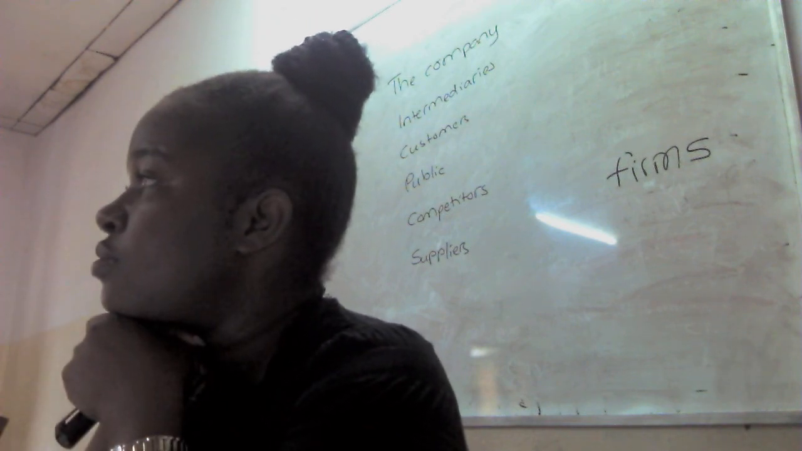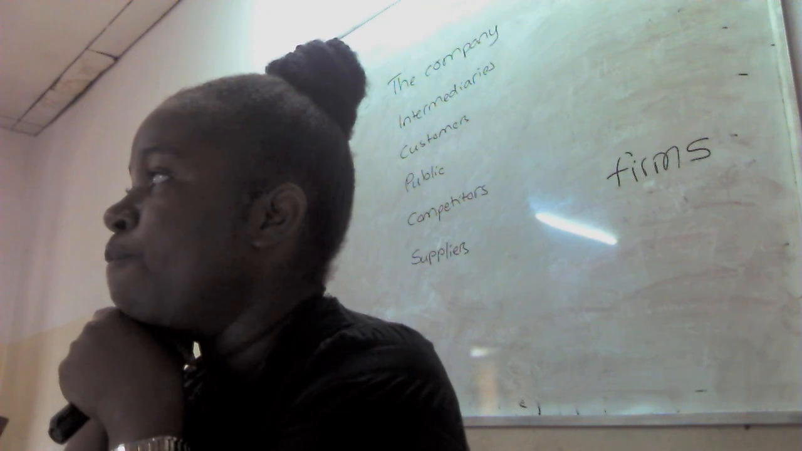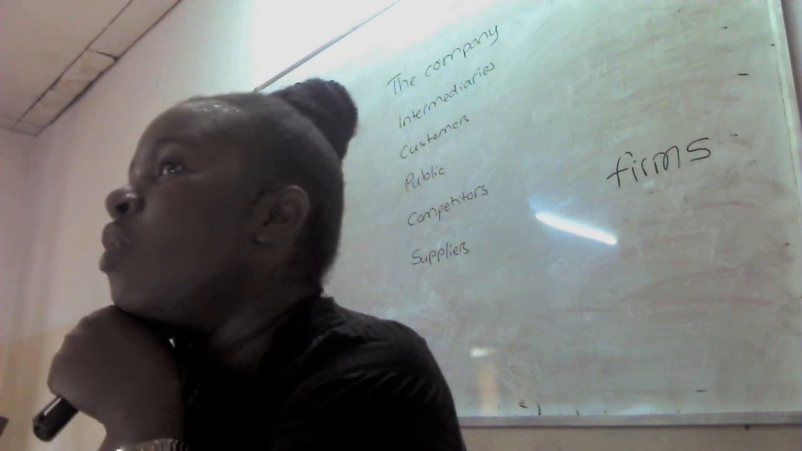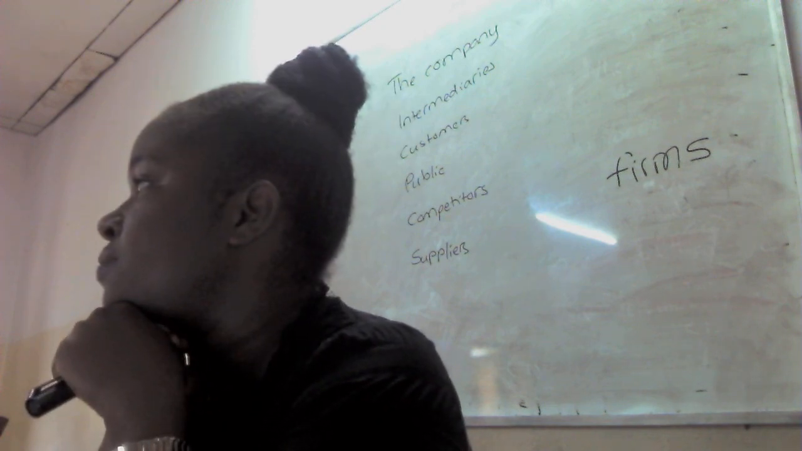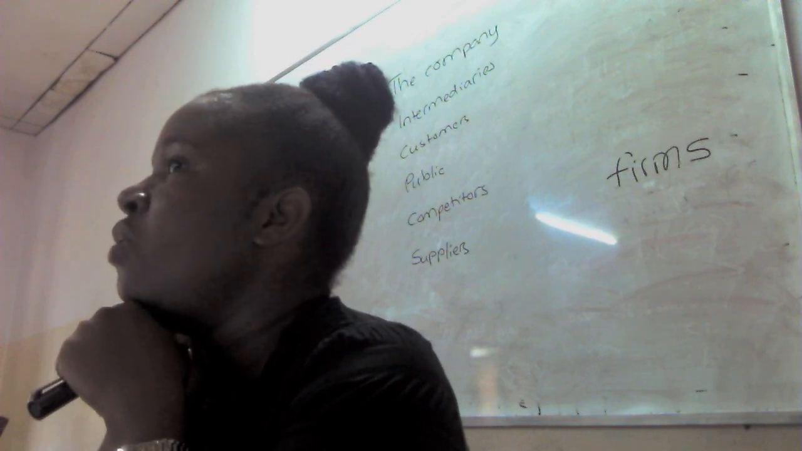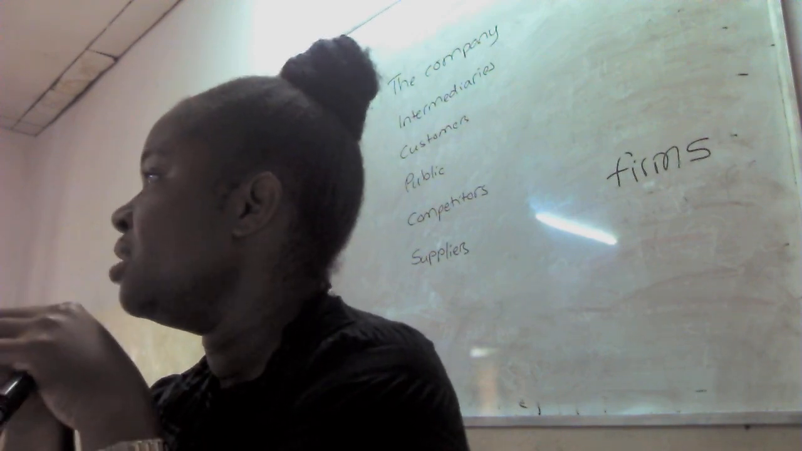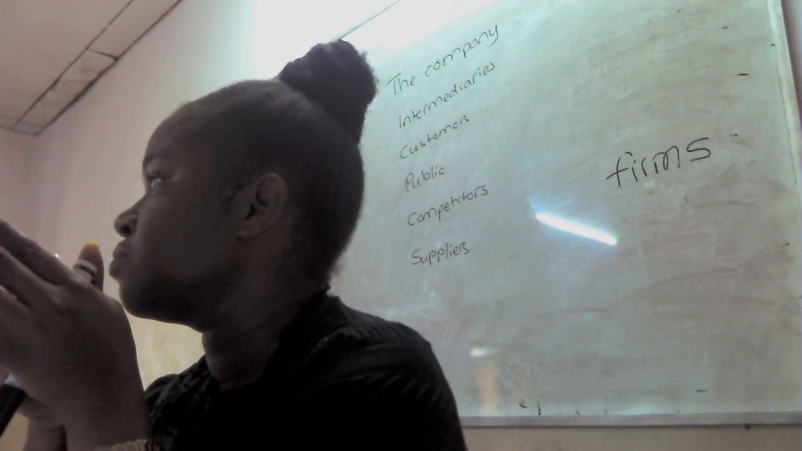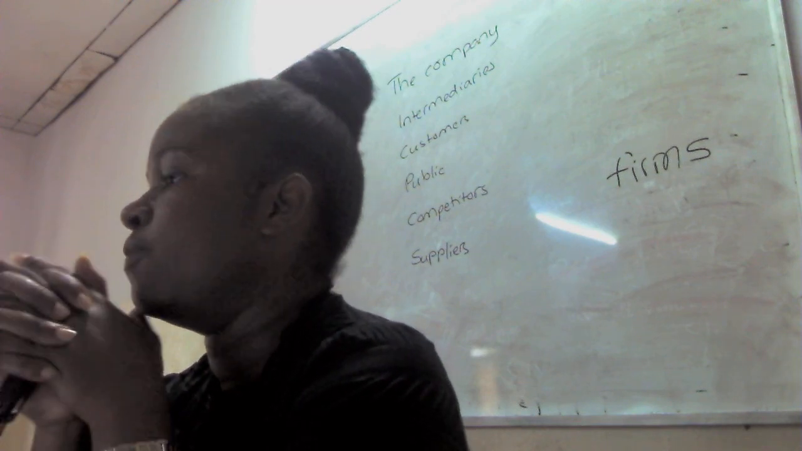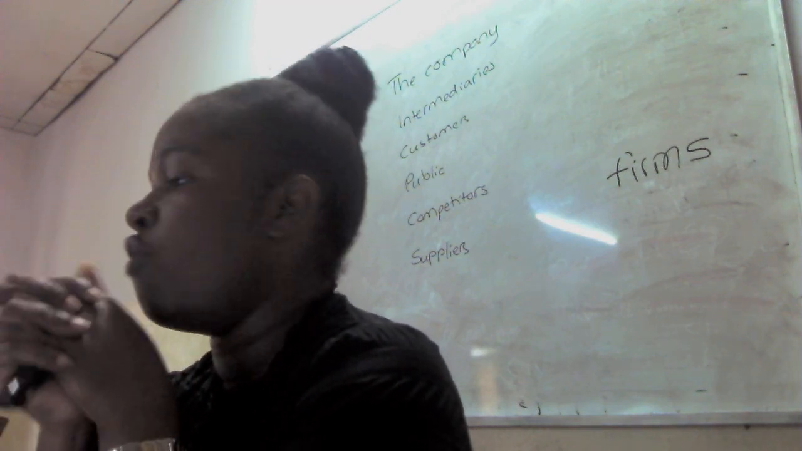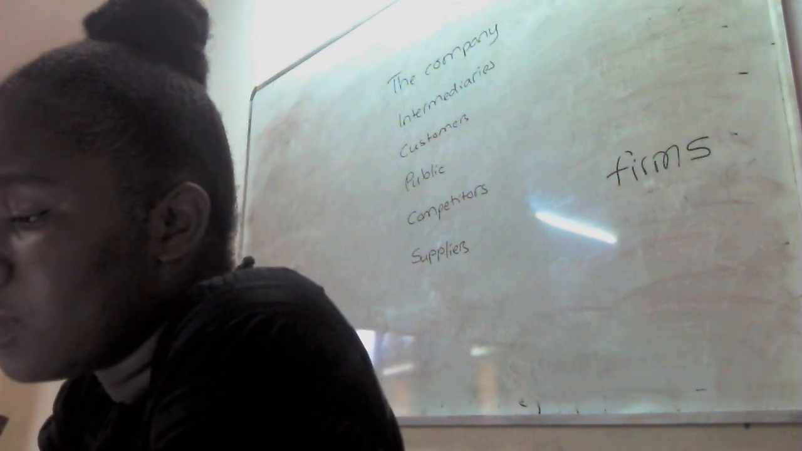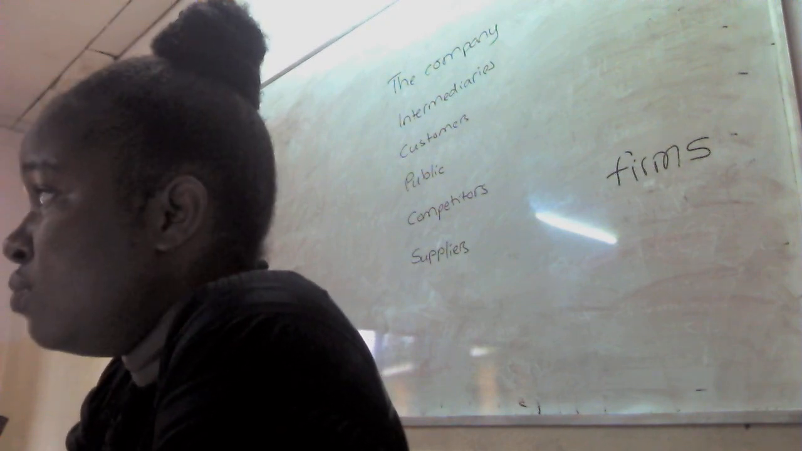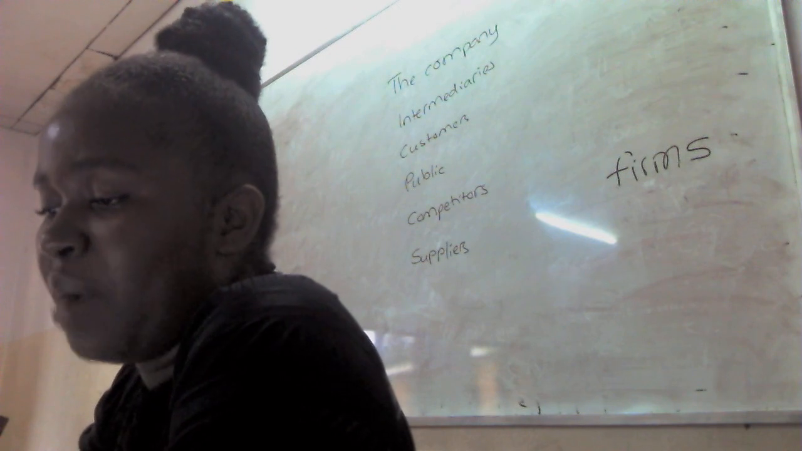So you've heard of stakeholders. Yes, stakeholders are the public. They are the ones who are not directly connected to the company, but they benefit something from the company. So there are different types of publics. Seven in total.